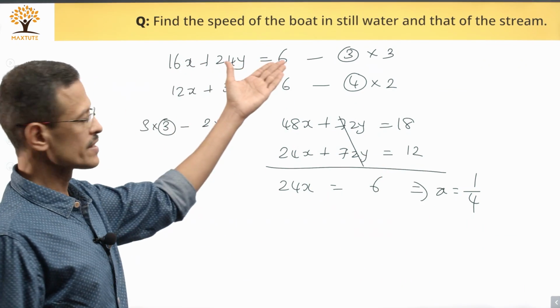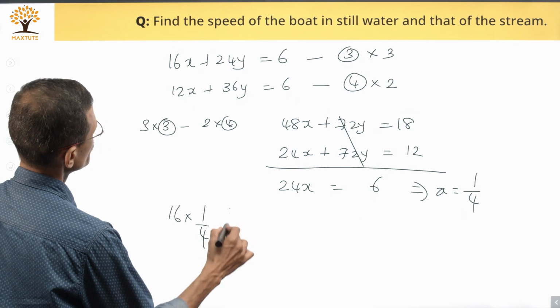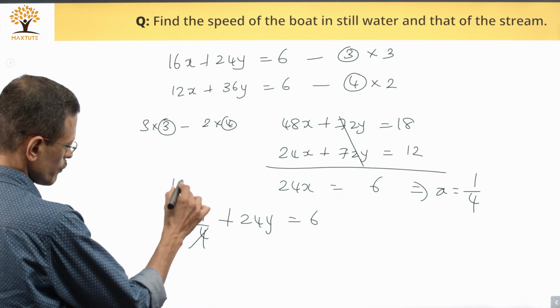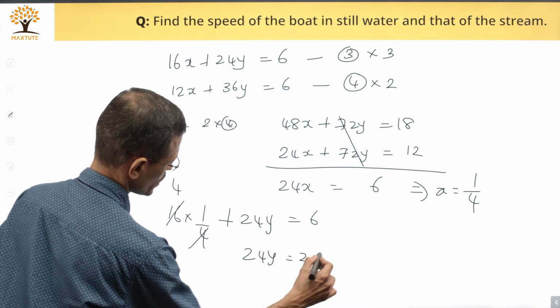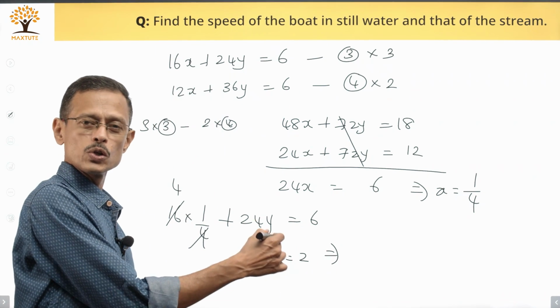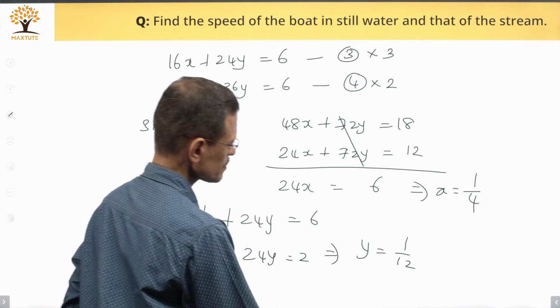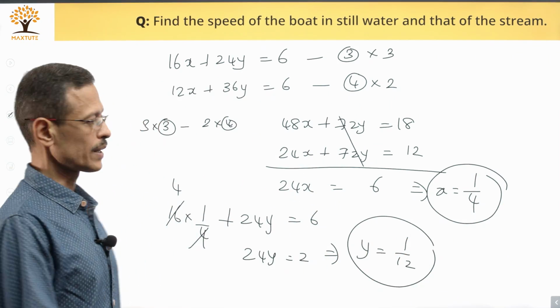Plug that into one of these equations, equation 3. So 16 times 1 upon 4 plus 24y is equal to 6. Translate to 4, take the 4 to the right hand side, so you'll get 24y is equal to 2, or y is equal to 2 by 24, y is equal to 1 by 12. x is equal to 1 by 4, y is equal to 1 by 12, right?